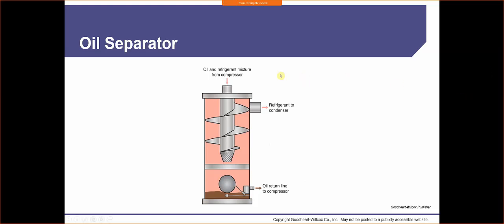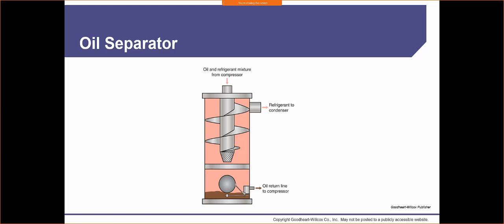Basically what ends up happening is we get an oil and refrigerant mixture from the compressor. Oil and refrigerant really like to bind together, okay? It's like hand in hand, they're connected. As the refrigerant flows through your piping, so does the oil. So you get a thin coat of oil all along your piping inside your refrigeration system.